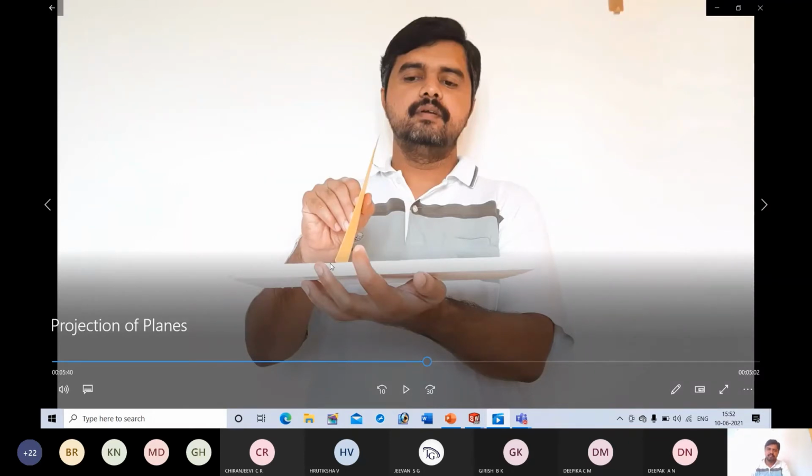Next, if you look from front, it will look like an inclined line. A line inclined at 60 degree is the representation of this lamina from front. If you look from top, it will look like a triangle but not in its true shape. One point will be projected here, so 2 points, 1 point here, one more point here. If you connect them, there will be a triangle, but that is not to true length.